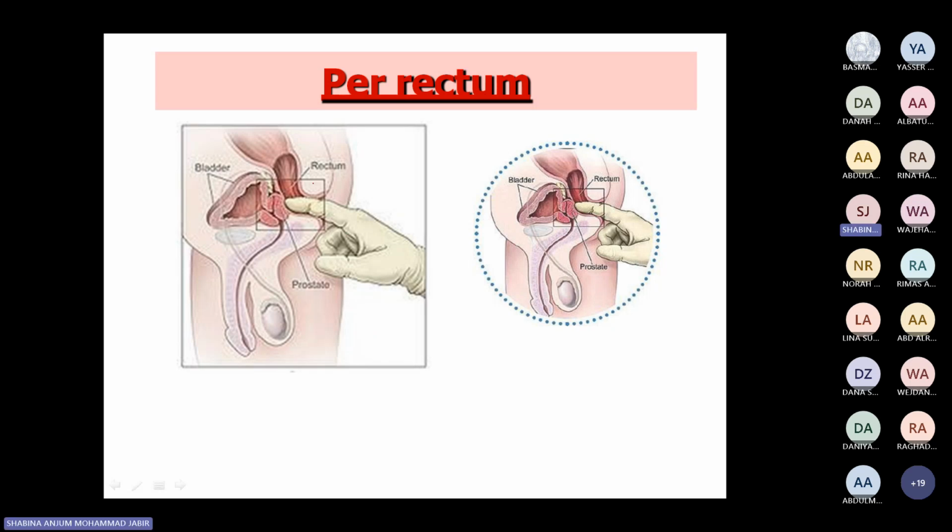So which organs can you feel if you do the per rectal examination? This is called digital per rectal examination. So what organs can you feel here? What is this? Prostate. Very good. So this is the prostate. You can feel the prostate. You can even feel the posterior border of the urinary bladder, if there is any problem here.